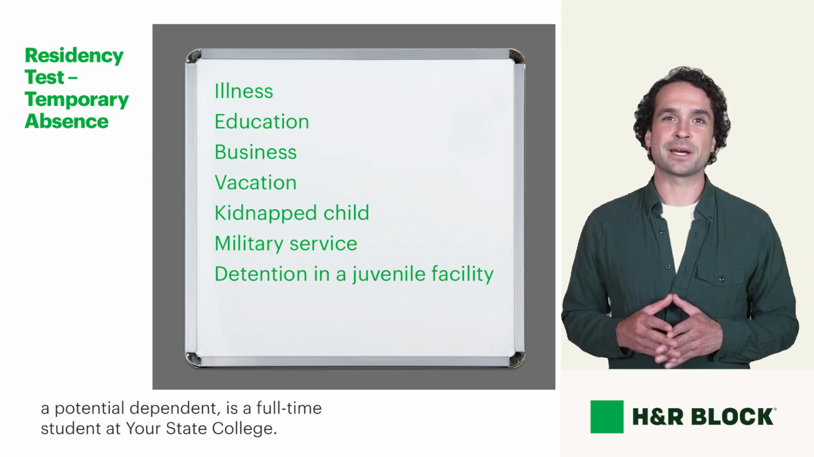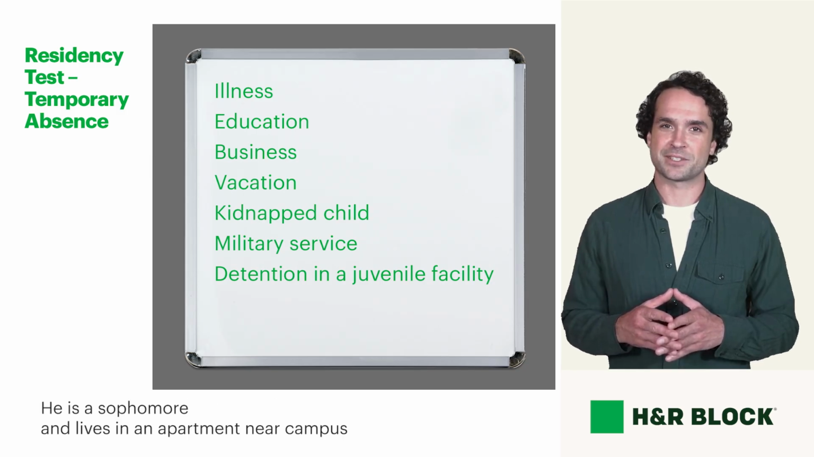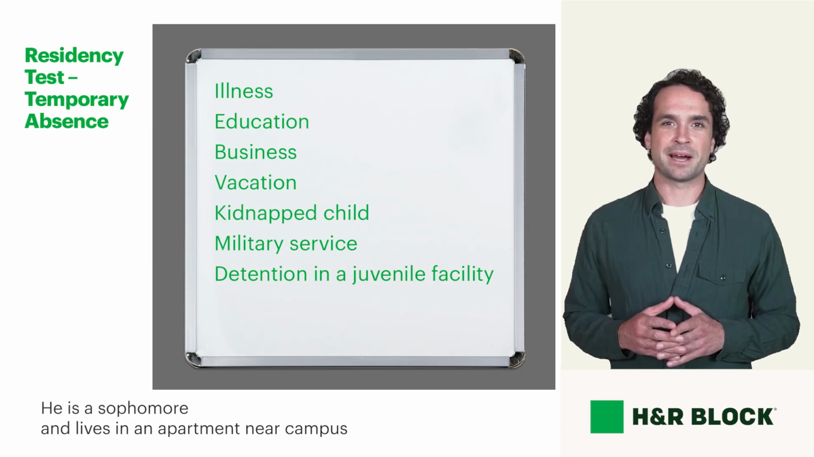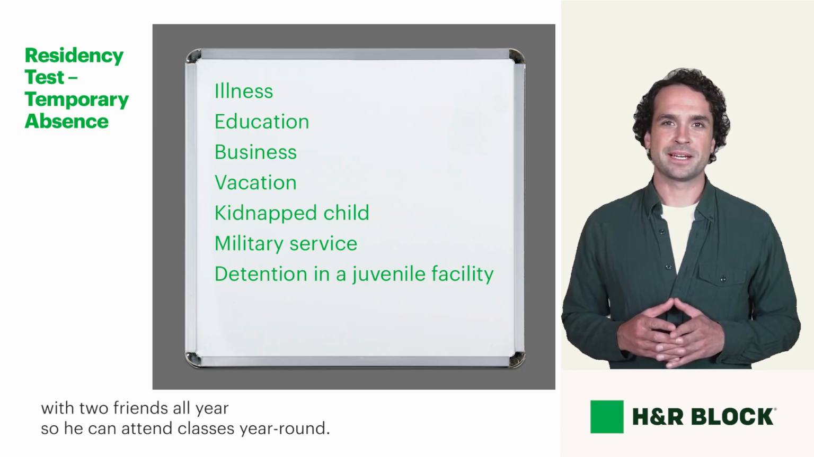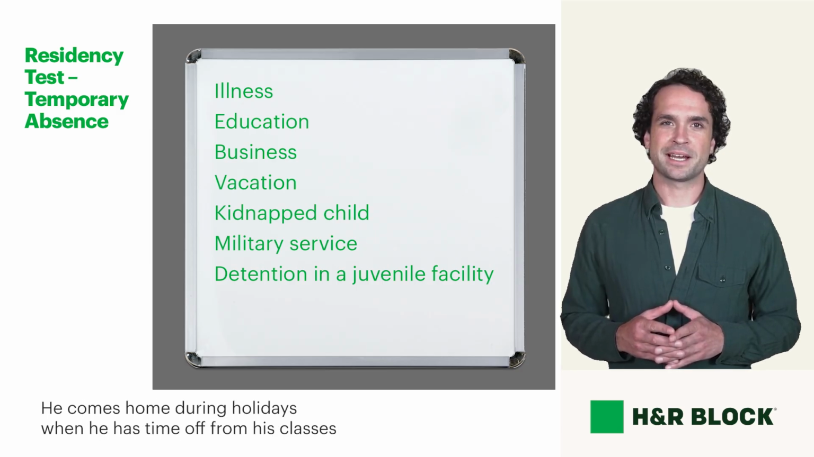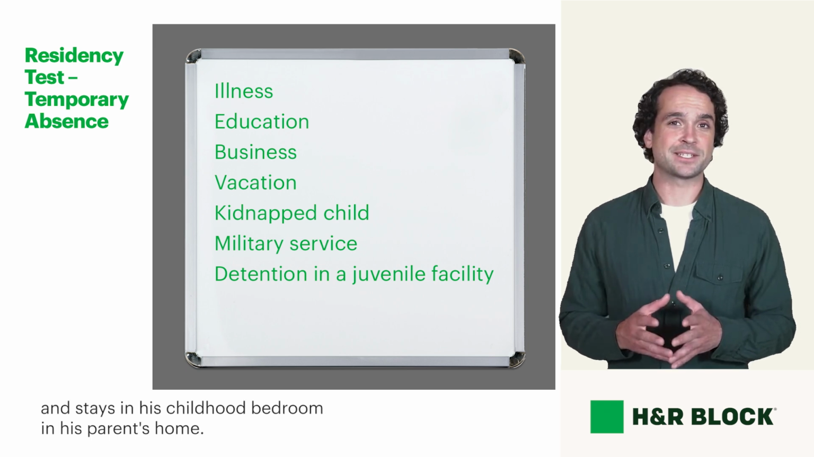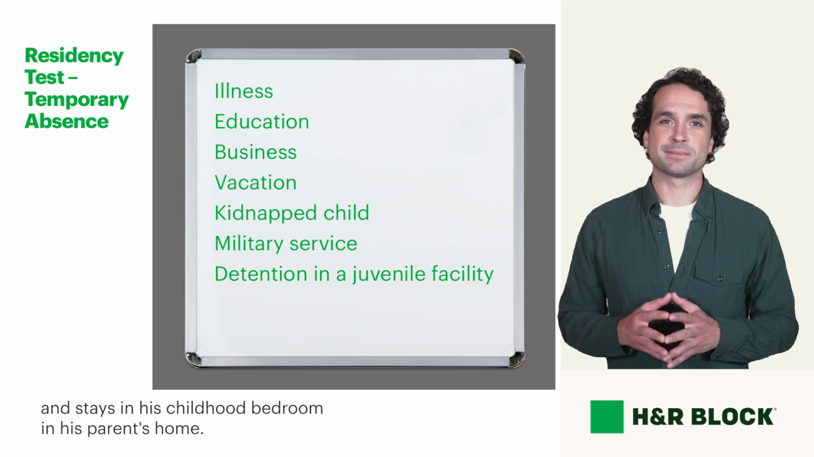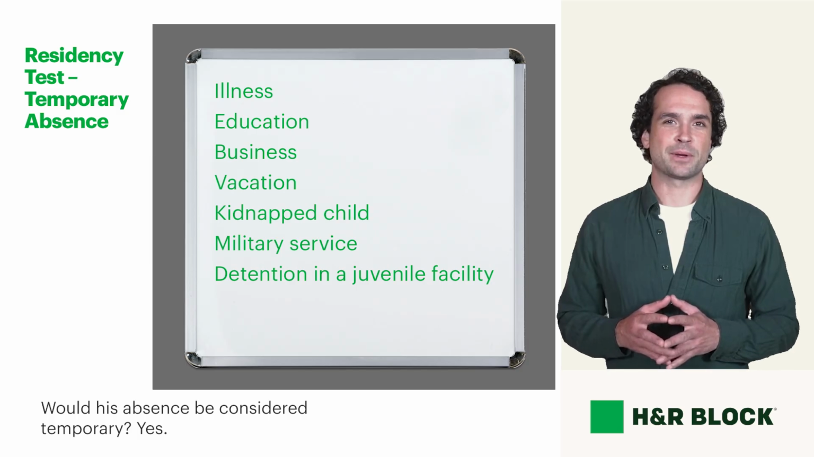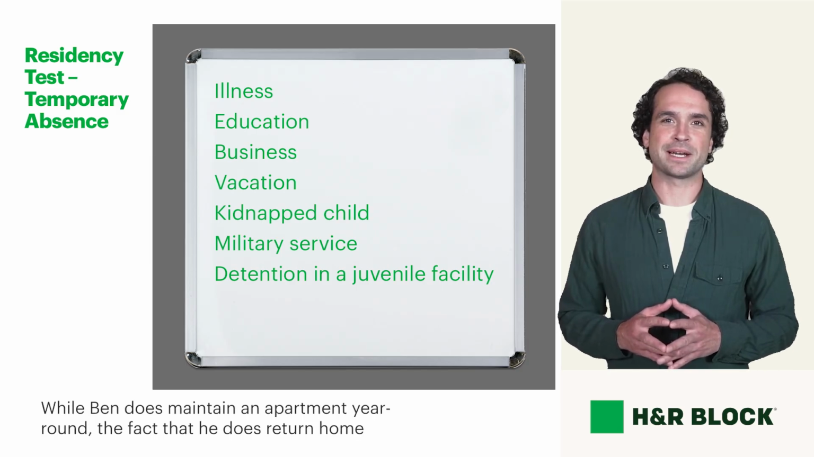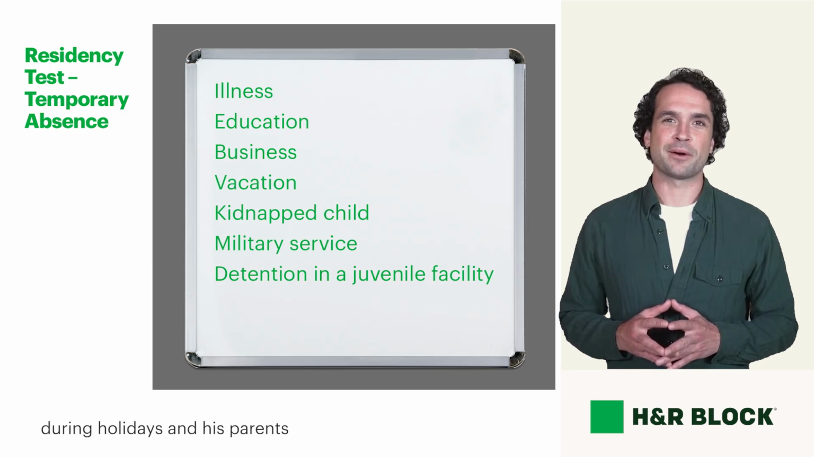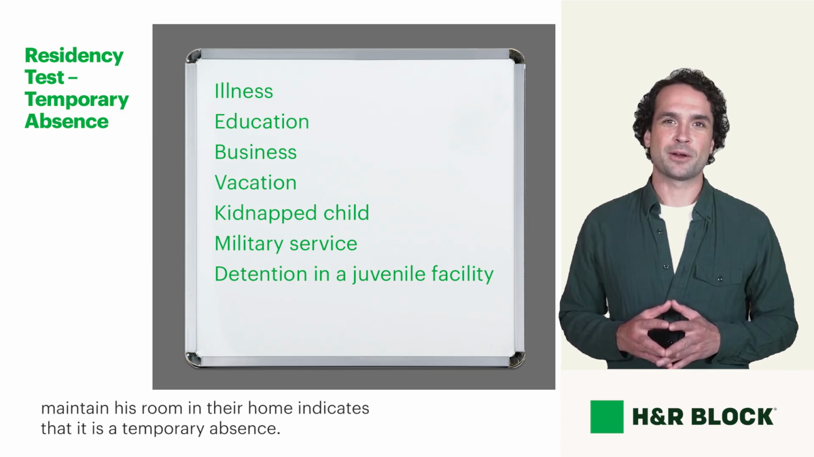For example, Ben, a potential dependent, is a full-time student at your state college. He is a sophomore and lives in an apartment near campus with two friends all year so he can attend classes year-round. He comes home during holidays when he has time off from his classes and stays in his childhood bedroom in his parents' home. Would his absence be considered temporary? Yes, while Ben does maintain an apartment year-round, the fact that he does return home during holidays and his parents maintain his room in their home indicates that it is a temporary absence.